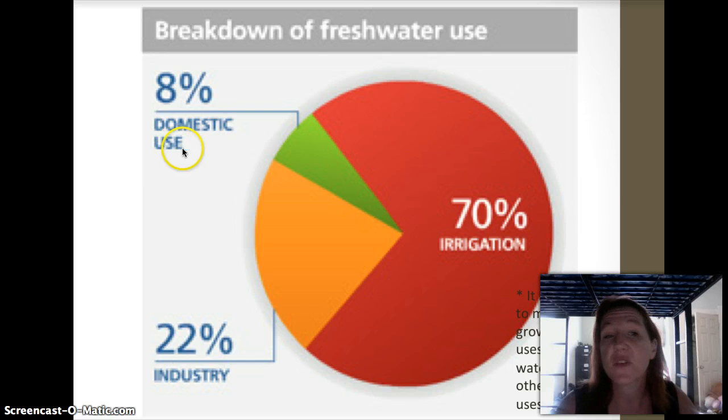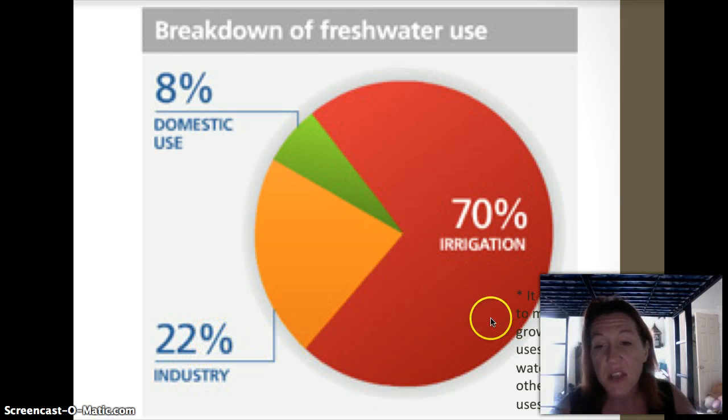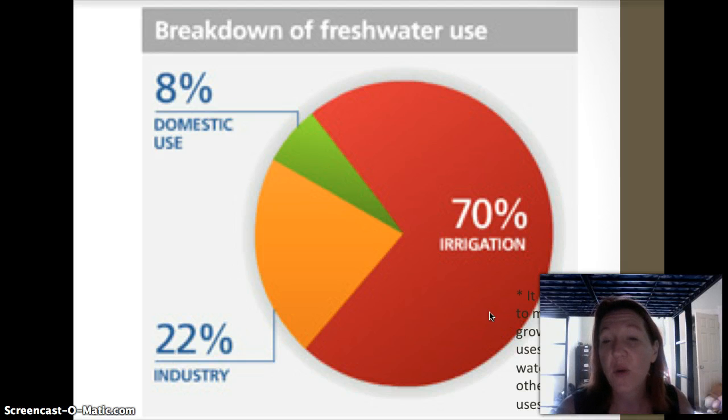Only 8% is used for domestic use, brushing your teeth, taking a shower, flushing the toilet, and then 22% is industries that are using water to make products and things like that. So it is surprising to many that growing food uses more water than all other human uses combined. It's a surprising fact. So although it is a great idea to turn the water off while you're brushing your teeth and take shorter showers, and little common solutions that you've heard to help with our fresh water, our biggest use is actually in the farming industry.